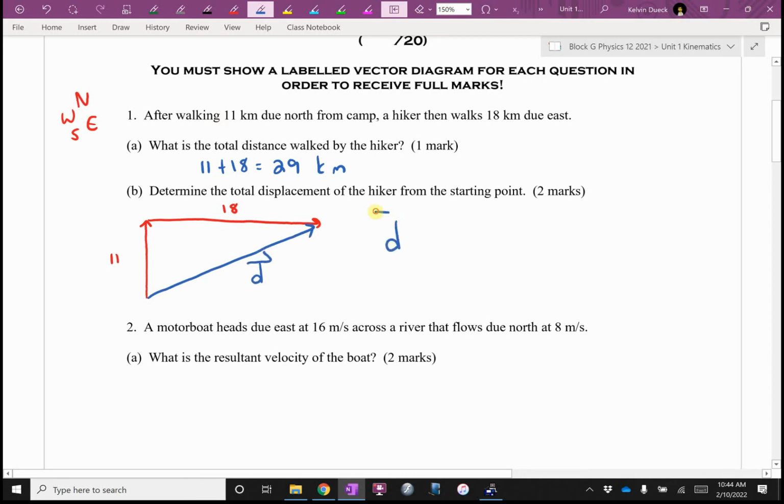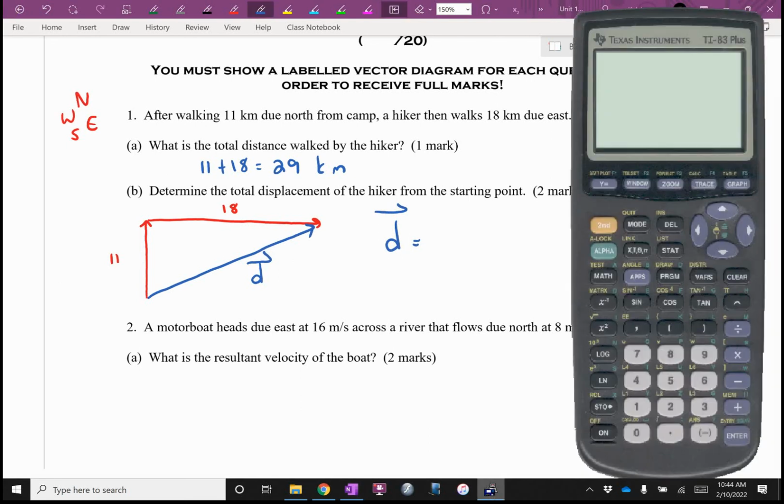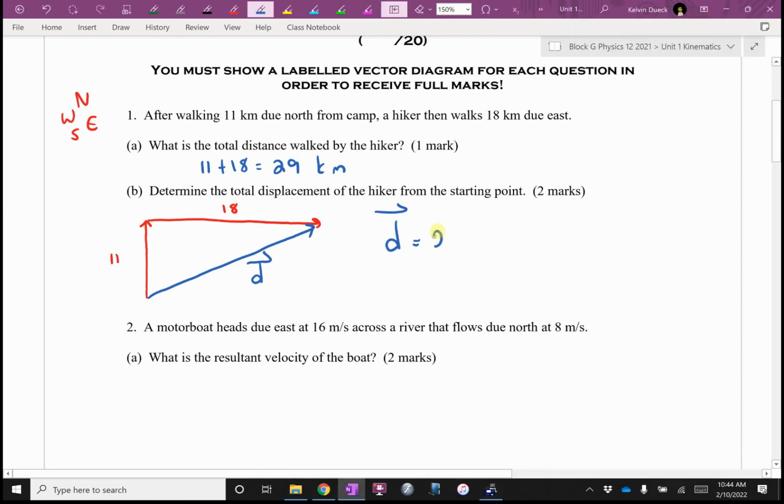the displacement. Displacement is a vector, so it's going to have both magnitude and direction. If I do the Pythagoras to get the magnitude, it's going to be the square root of 11 squared plus 18 squared. Has a magnitude of 21.1. That gets you 1 mark. Kilometers.